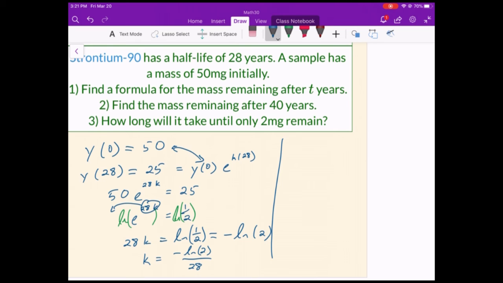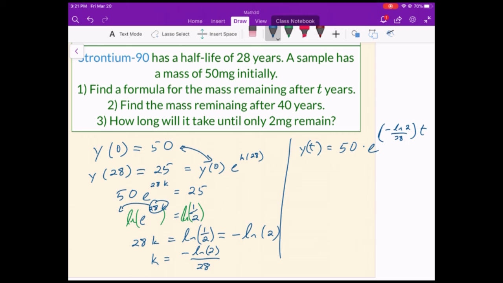All right, so that tells us that y of t, the answer to number 1 here, y of t is 50, or y0, times e to the kt, but k being negative natural log of 2 over 28 times t.